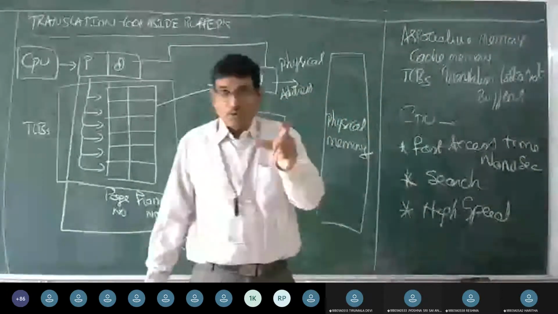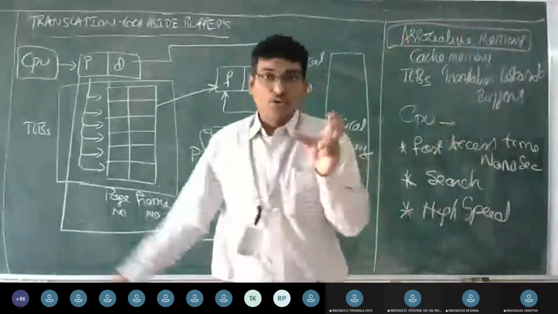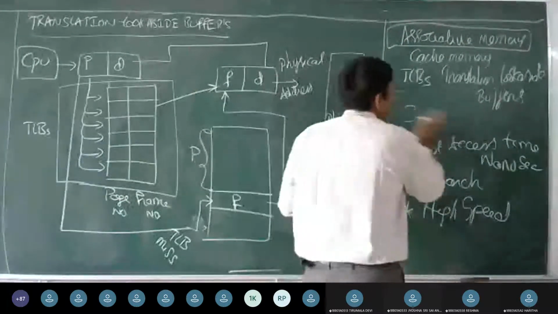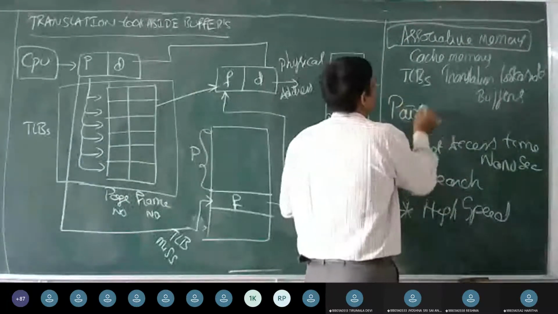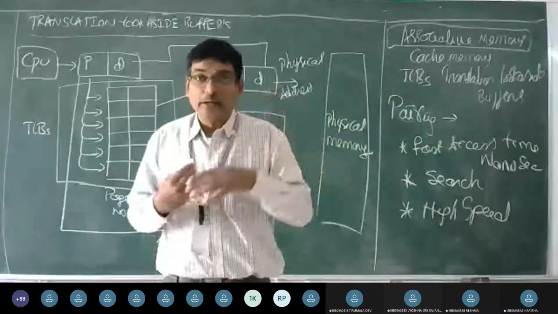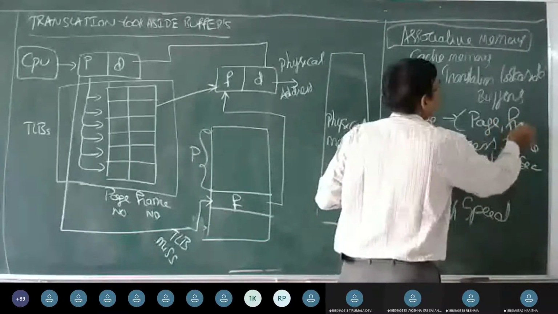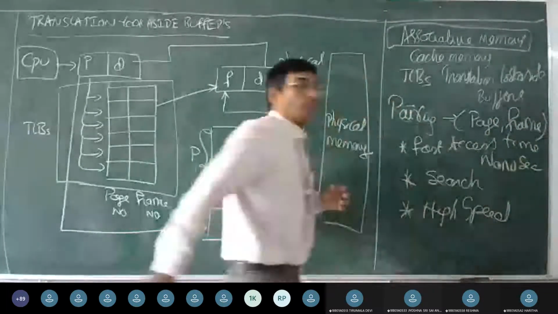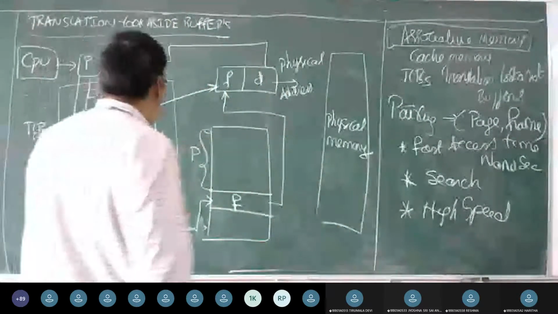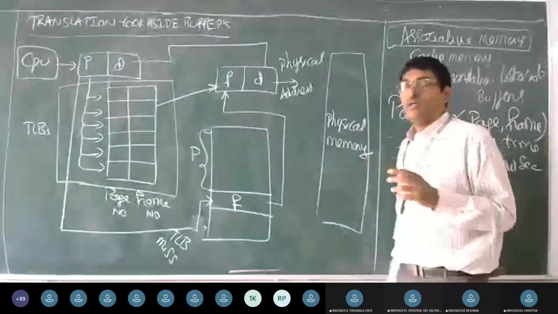So, one more word, associative memory. Association in the sense that it has a word called pairing. What is it going to pair? It is going to pair up a page number with a frame number. With that intention, it is going to look up both the page and the frame.